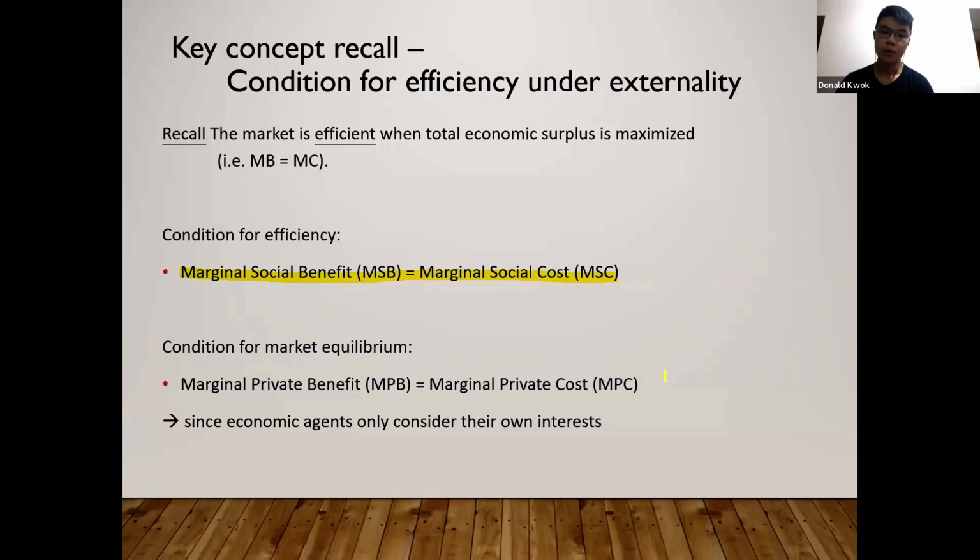While for the condition for market equilibrium, when we're talking about market equilibrium, we are talking about the decision making of the private individuals or the economic agents. And since economic agents are selfish, where they only consider their own interests, this is why we take marginal private benefit equals marginal private cost as the condition for market equilibrium, right? So the private curves for market equilibrium. Bear in mind these two conditions to solve the problem involving externality.